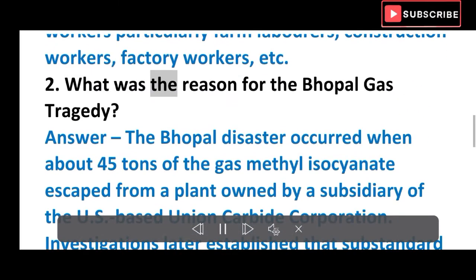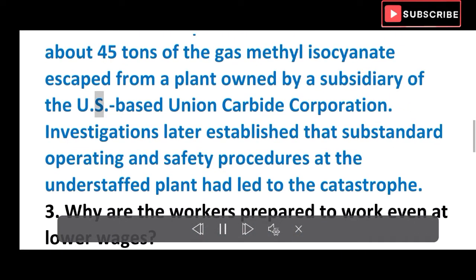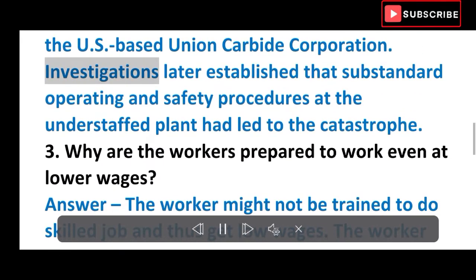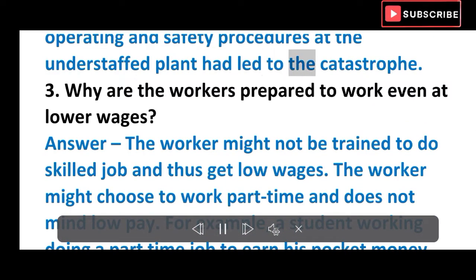2. What was the reason for the Bhopal gas tragedy? Answer. The Bhopal disaster occurred when about 45 tons of the gas methyl isocyanate escaped from a plant owned by a subsidiary of the U.S. based Union Carbide Corporation. Investigations later established that substandard operating and safety procedures at the understaffed plant had led to the catastrophe.